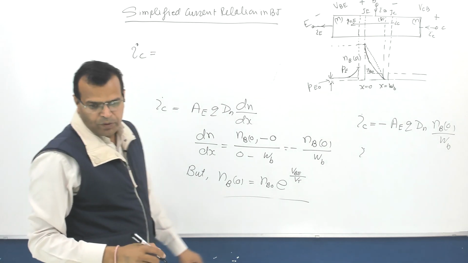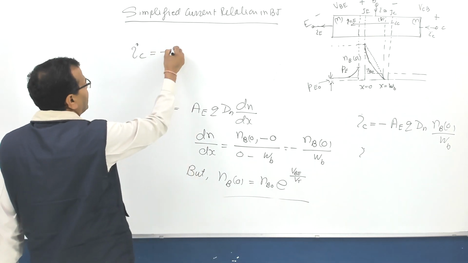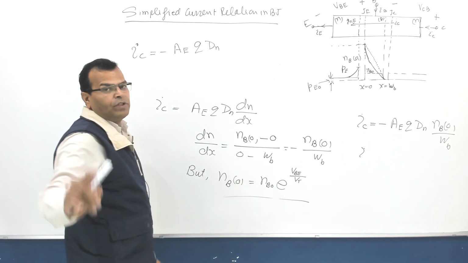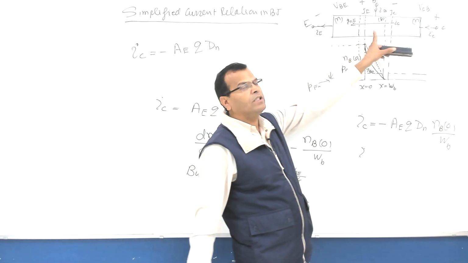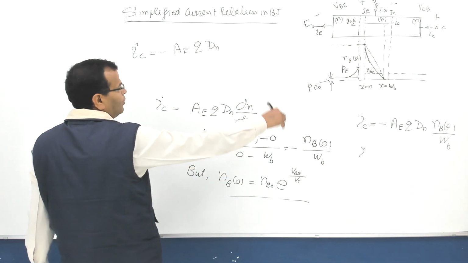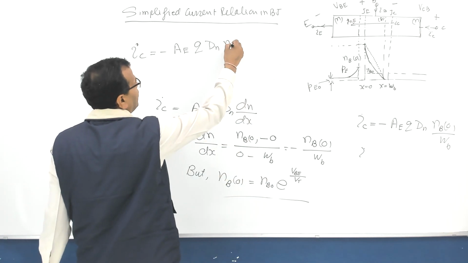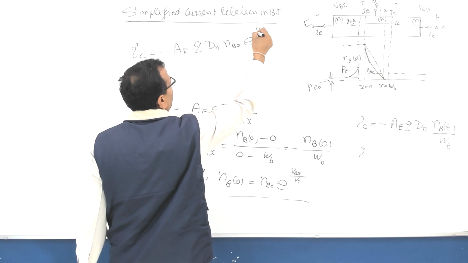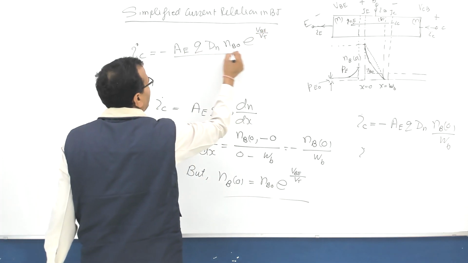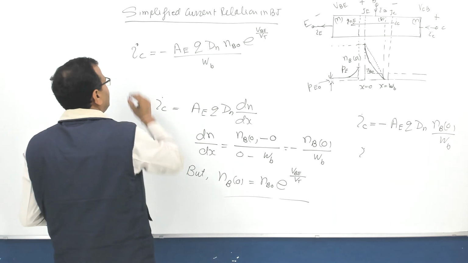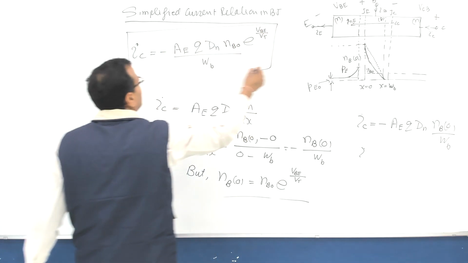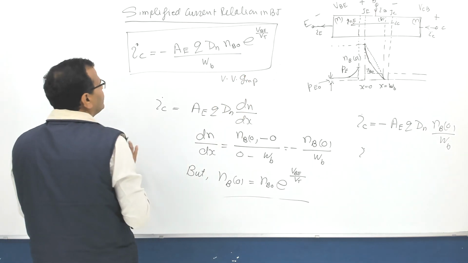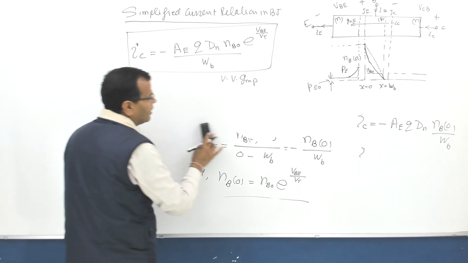IC is equal to minus AE Q dN, where dN is the diffusion constant of electrons in the base region. Please do remember that, into NB0 e raised to power VBE by VT divided by the width of the base region. This expression is very, very important. You have a lot of questions on this expression of collector current.